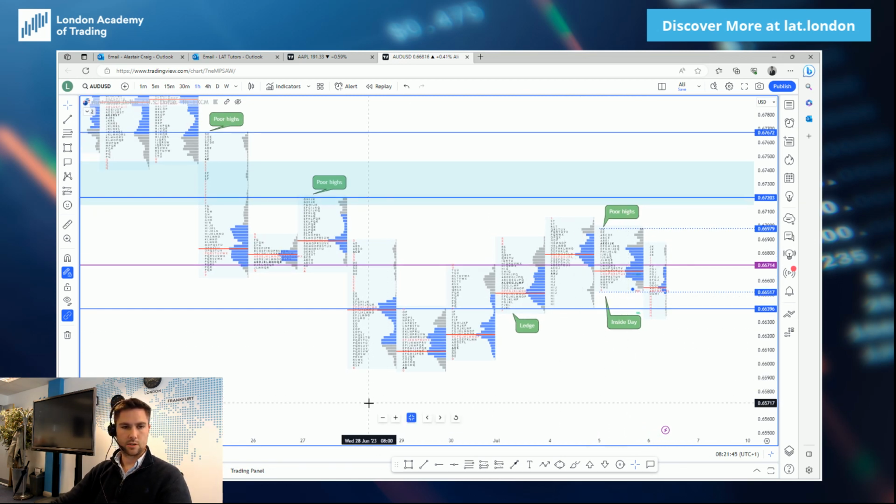Okay, it's something to keep our eyes on. We'll keep our eyes on this and see how it progresses, but for the time being, longs look like the more favourable trade here in the Aussie dollar.